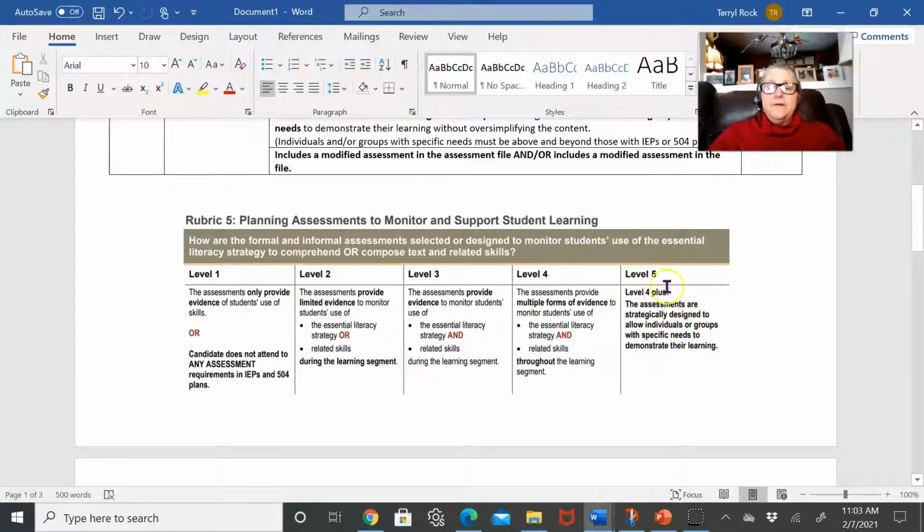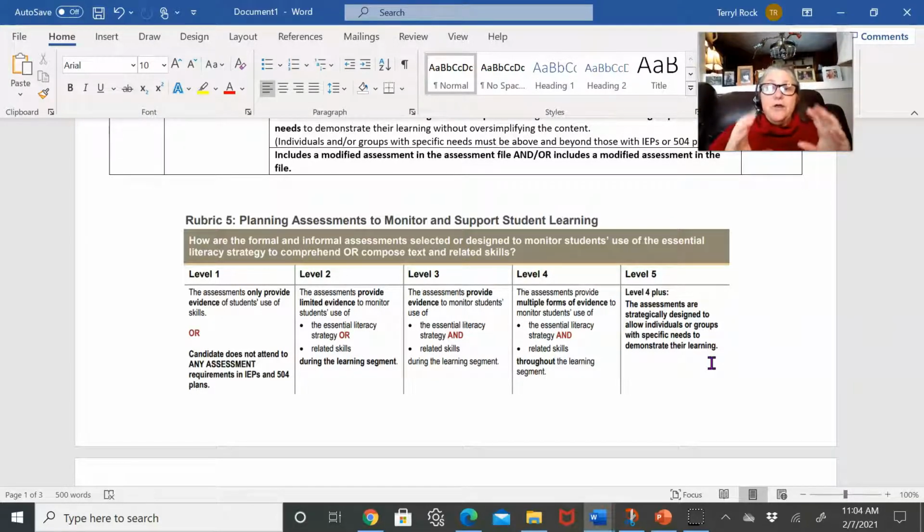And then with level 5, to get that, you have to have met 4. And then on top of it, you have assessments that have been strategically designed. Assessments that are strategically designed. Those are your key words here. To allow individuals or groups with specific needs to demonstrate their learning. So, for example, you have a student who cannot complete 10 math problems.